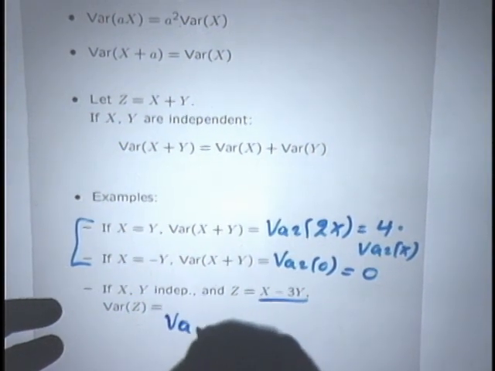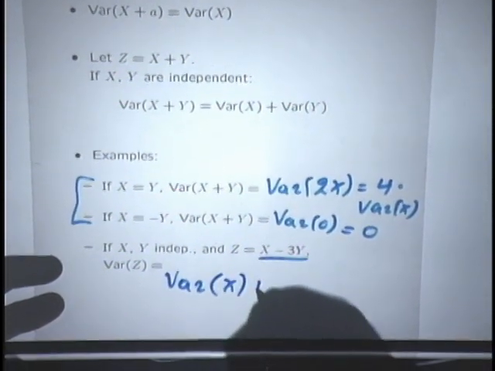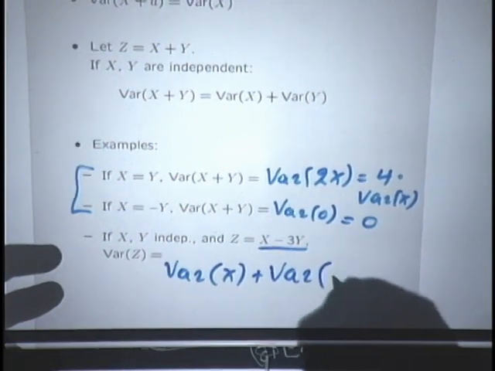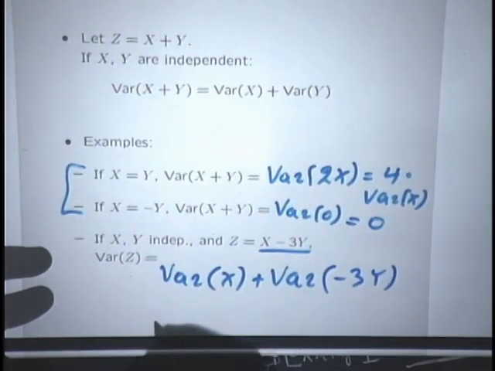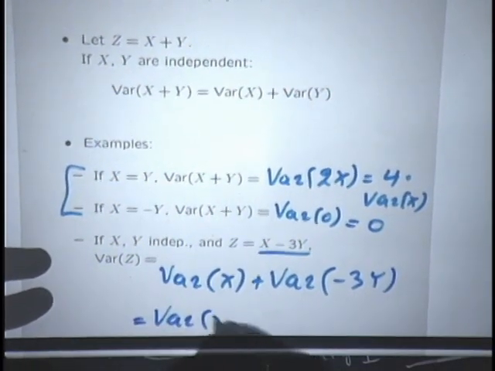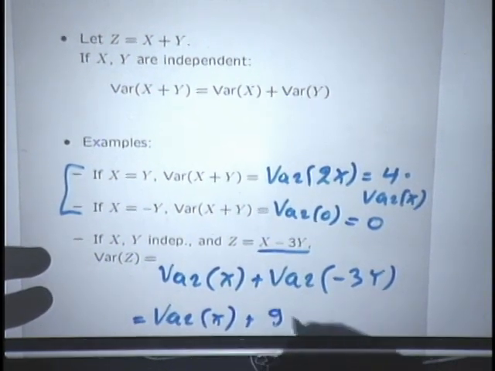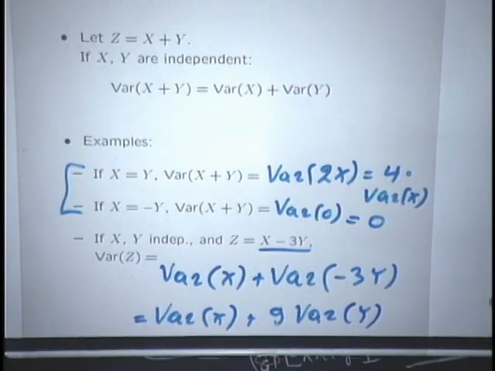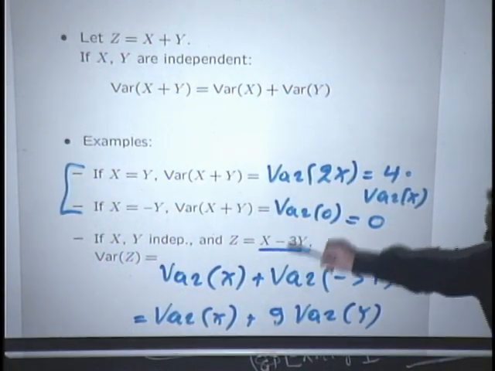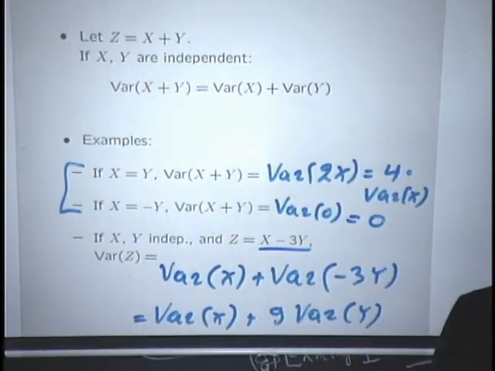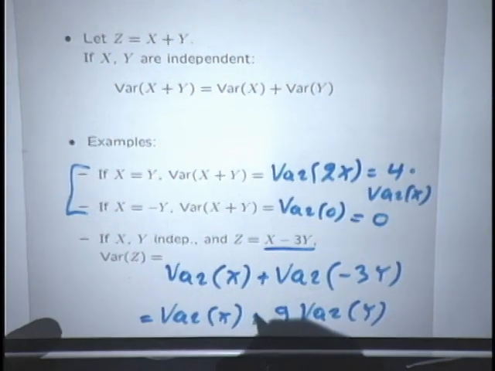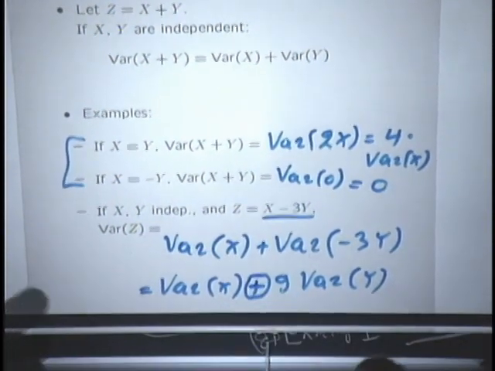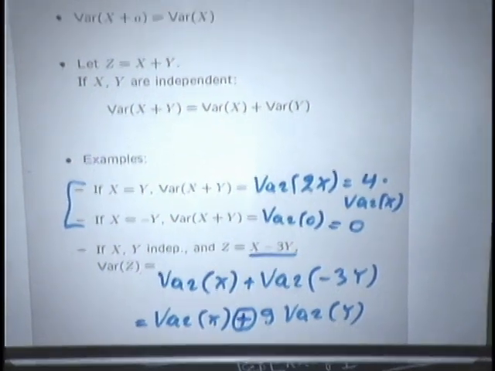So the variance of z should be the variance of x plus the variance of minus 3y, which is the variance of x plus 9 times the variance of y. Important thing to note here is that no matter what happens, you end up getting a plus here, not a minus. So that's the sort of important thing to remember in this type of calculation.